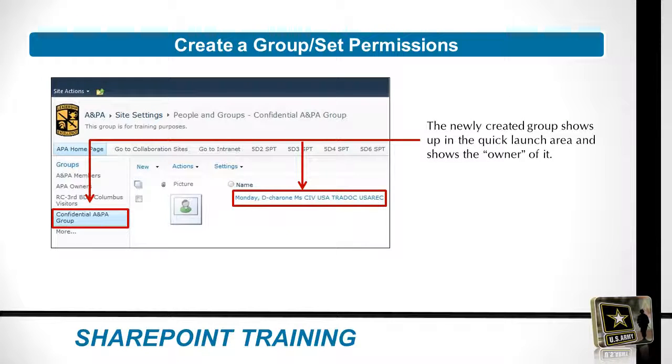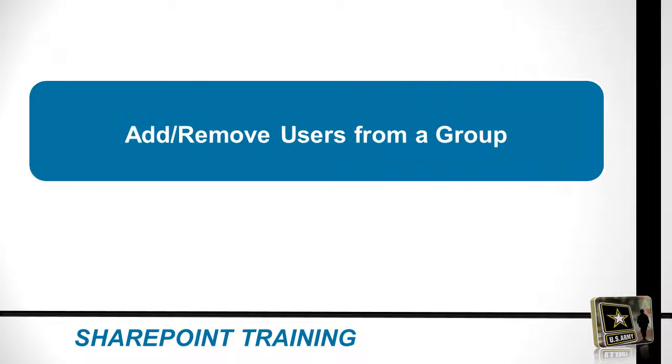On the next screen, the newly created group appears in the Quick Launch area and shows the owner who will be able to make changes to it. If at a later date you no longer need to use the group, though the group cannot be deleted from the database, it can have its permissions removed from your parent site or sub-site. Now that you know how to create a new group and give it permissions, let's see how you add and remove users from a group.